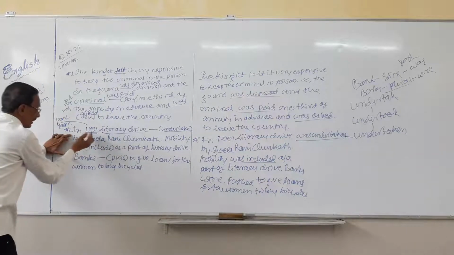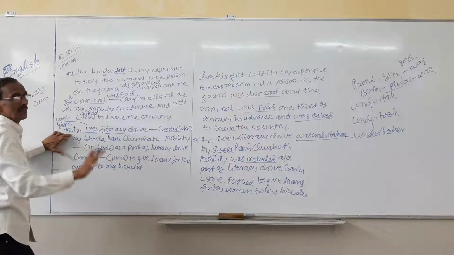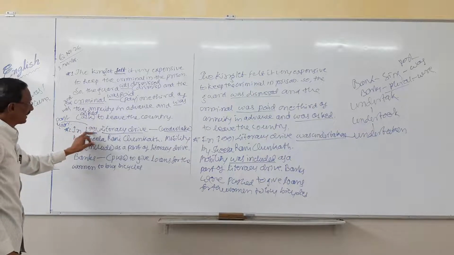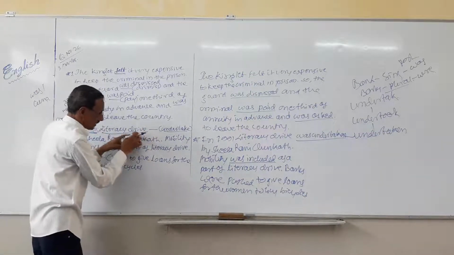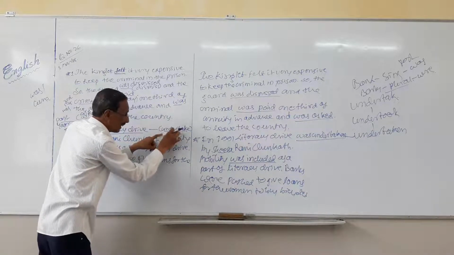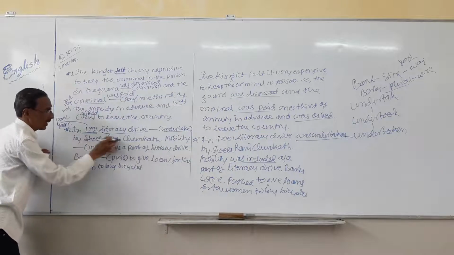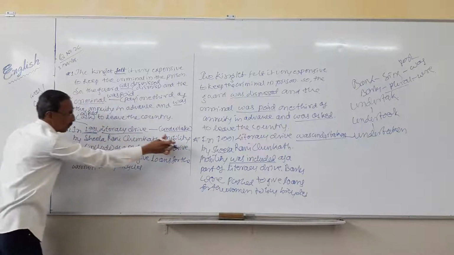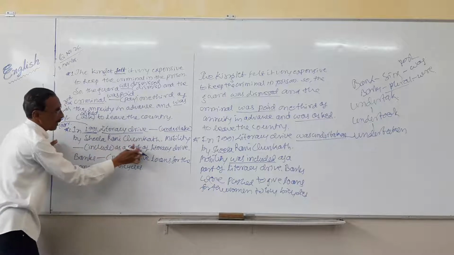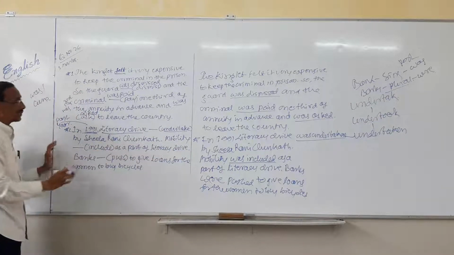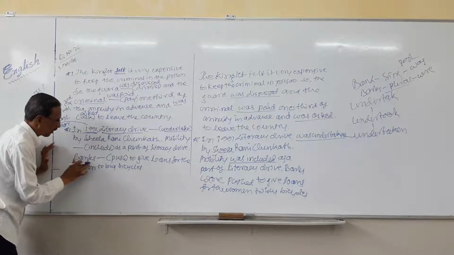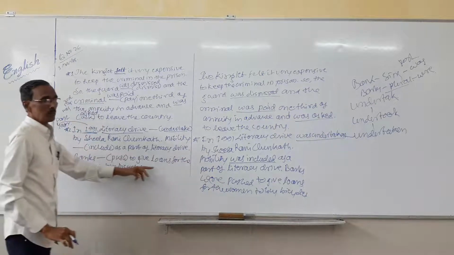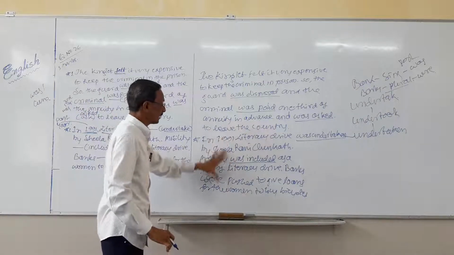See, here I will tell you again. In 1991, this itself tells us that the sentence is in past tense, because the year has gone, it is past. In 1991, literacy drive was, it is singular, was undertaken by Sheila Rani Chulkar. The next sentence, mobility was included as a part of literacy drive. And then banks, third person plural form, banks were pushed to give loans for the women to buy bicycles. This completes the answer. You will get 3 marks. Okay?